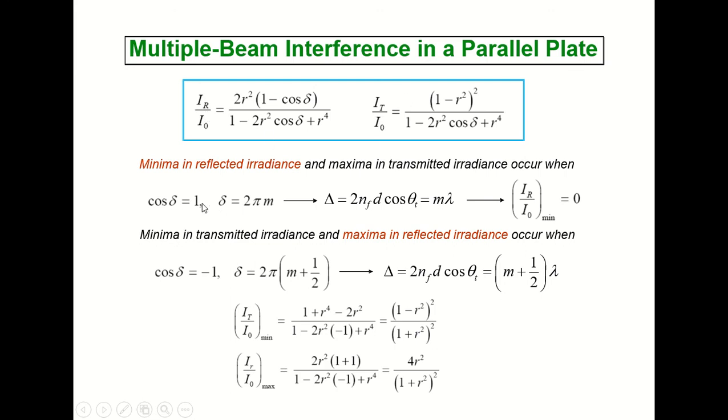So if cos delta equals 1, then delta will be equal to 2 pi m, so delta equal to 2 n f d cos theta t, which is equal to m lambda. So we'll have IR by I0 at a minimum at this point. If cos delta equals minus 1, then the reflected irradiance IR by I0 will be maximum and IT by I0 will be minimum at this point. Okay, so now we'll discuss much more in detail about that.